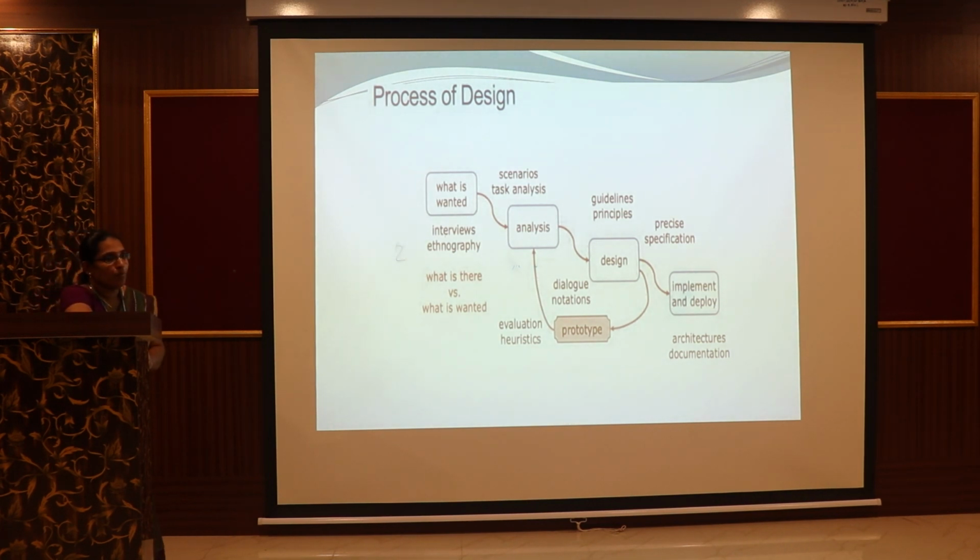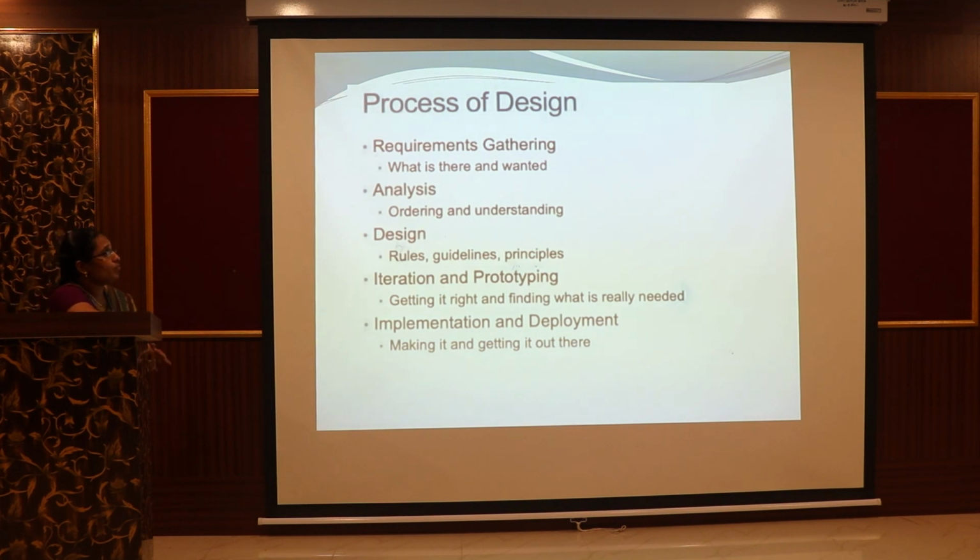Finally, prototyping. First you build one build. After that you do prototyping for that whole build. This is the main process of design in human computer interaction. Finally, process of design means first you collect requirements. After that, analyze the overall project. After that, you take design, where the design has some rules, guidelines, principles. After that, iteration and prototyping.